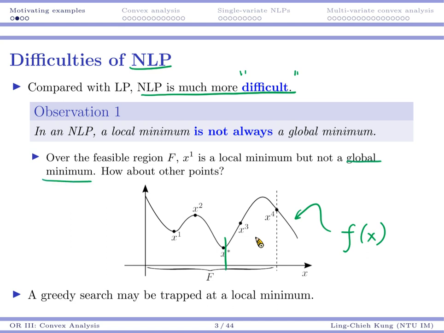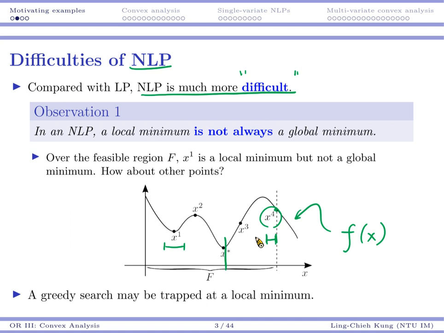How about the other points? You may see that x1 is also a local minimum. Somehow that means for all the points around x1, x1 is the lowest. Alright? So x1 is a local minimum, but it's not a global minimum. So for x4, it's somewhat similar. For x4, if we only focus on those nearby feasible points, then x4 is also a local minimum. So this actually creates a lot of difficulties for solving a general nonlinear program.